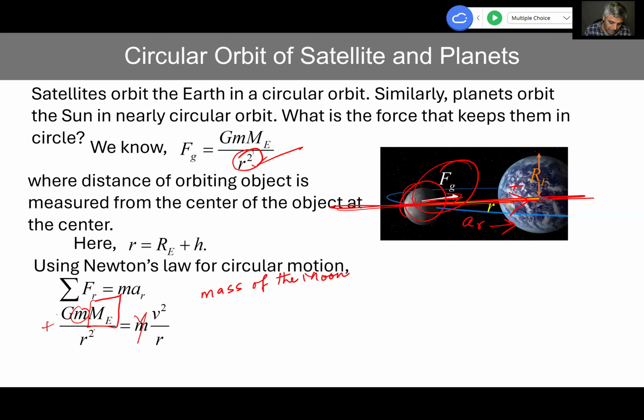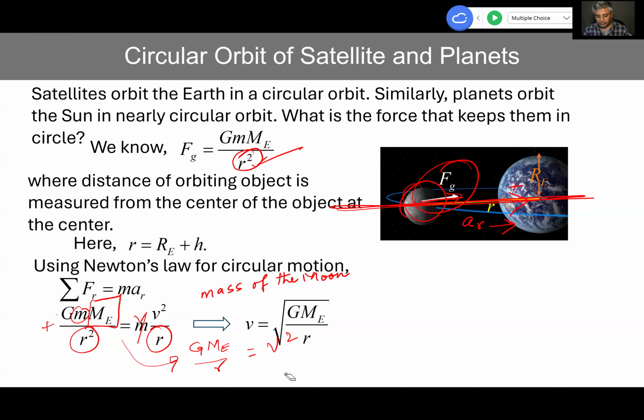So I see there is r squared and there is r, so I can cancel one of the r. Then I can solve this for v. I'm left with GM of the Earth over r is v squared, right? So v is just the square root of that, and that's what I'm writing here.